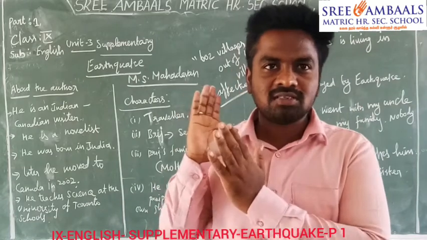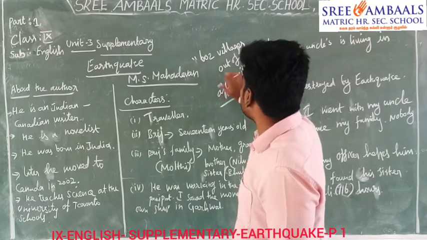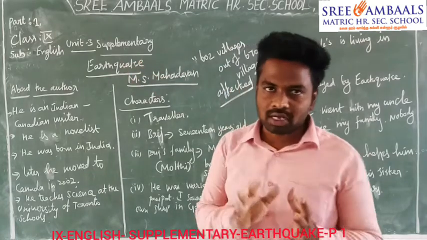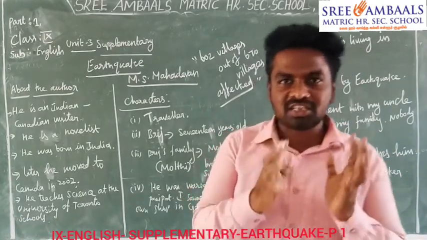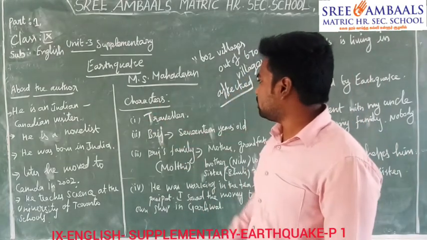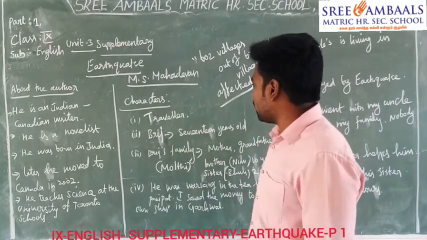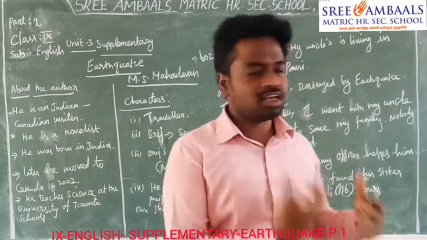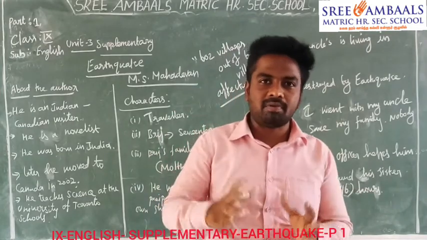Do you understand, students? 602 villages out of 670 villages were affected due to the earthquake. This is the particular message he mentioned through this supplementary. Characters are very important: Traveler, Briji, 17 years old. I will narrate the story; after some time, I will tell you the characters as well as the important points.